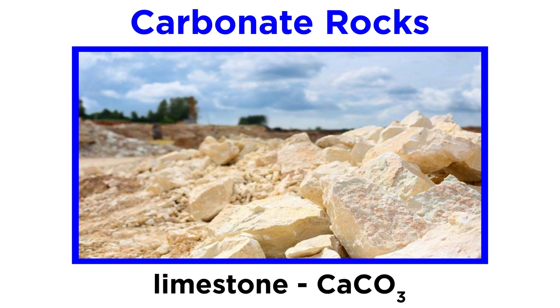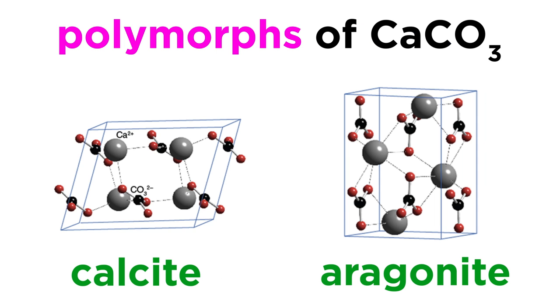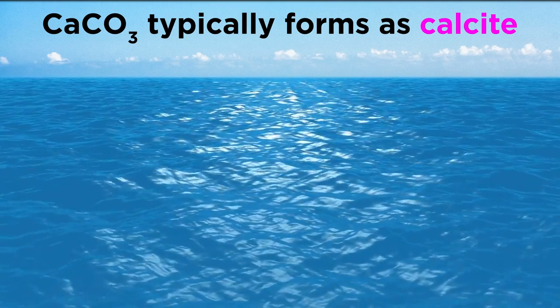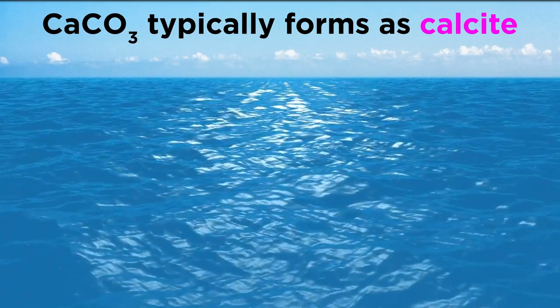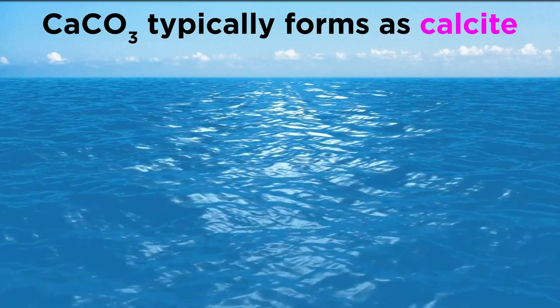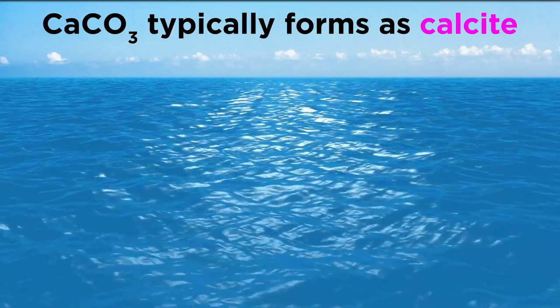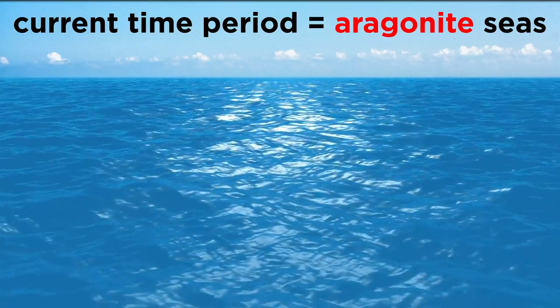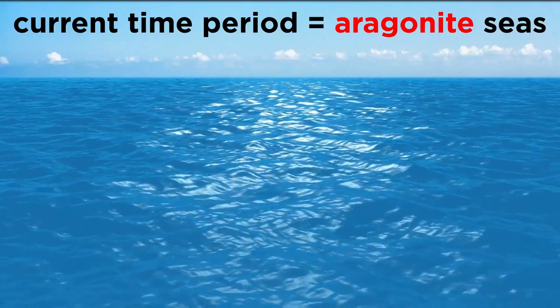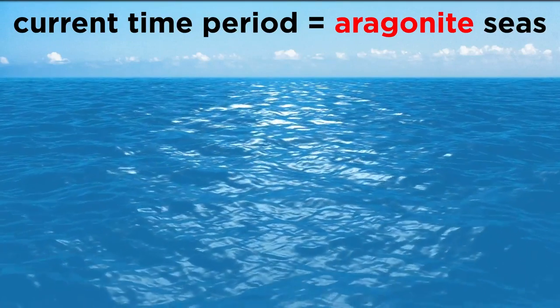You may know carbonate rocks by another name, limestone, which is a general term used for rocks composed mainly of calcium carbonate. Calcium carbonate crystallizes as two polymorphs, or minerals with the same chemistry but different structure, those being calcite and aragonite. Over much of geologic history, calcite has been the main carbonate mineral to form in Earth's oceans, though there have been times where aragonite crystallized instead.